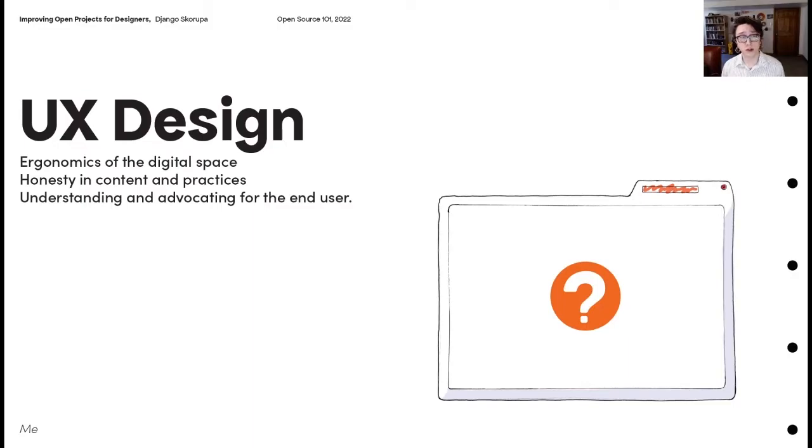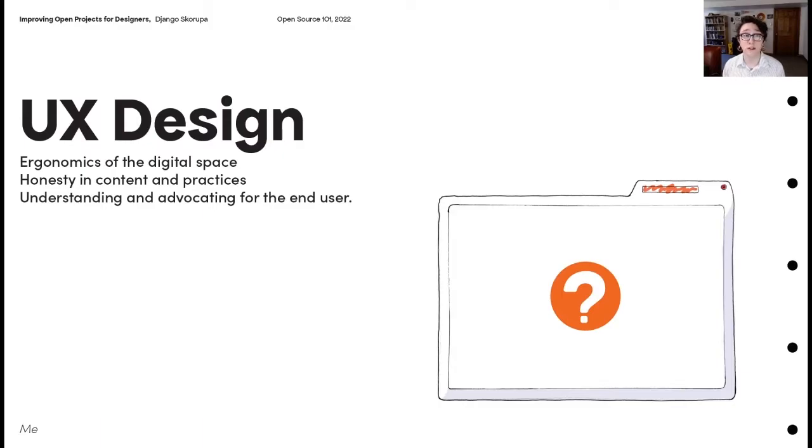And we focus on ergonomics as well, but it's ergonomics of the digital space. How easy is it for someone to use a website that we've made? How does the app that we've built inspire people to continue using it? Perhaps it doesn't. Well, let's address that as well. And to do that, we use honesty in content and practices. Our materials are usually the same.